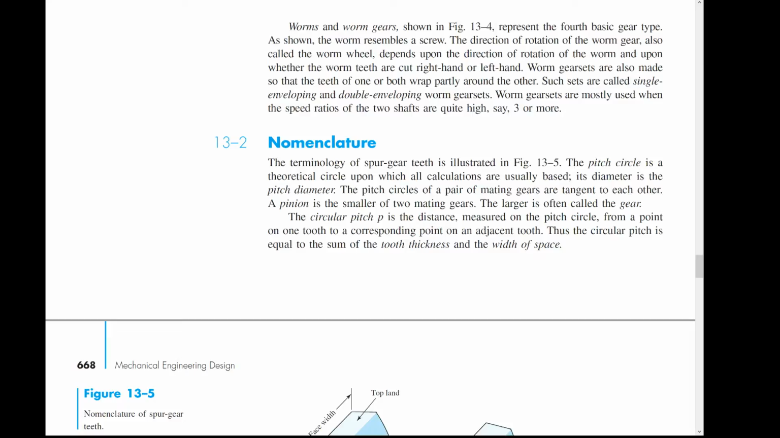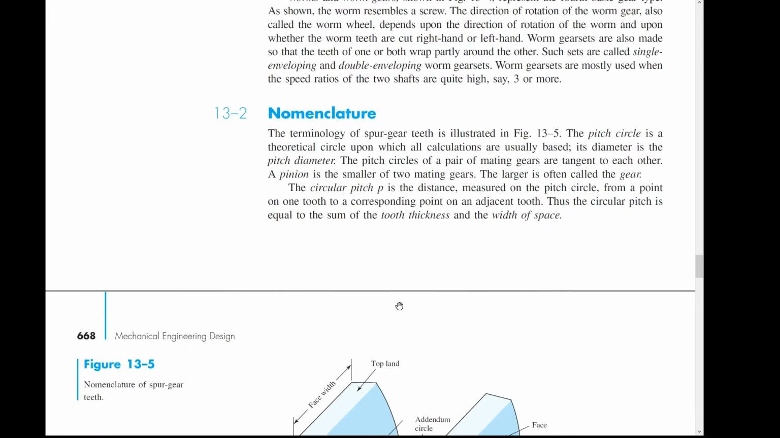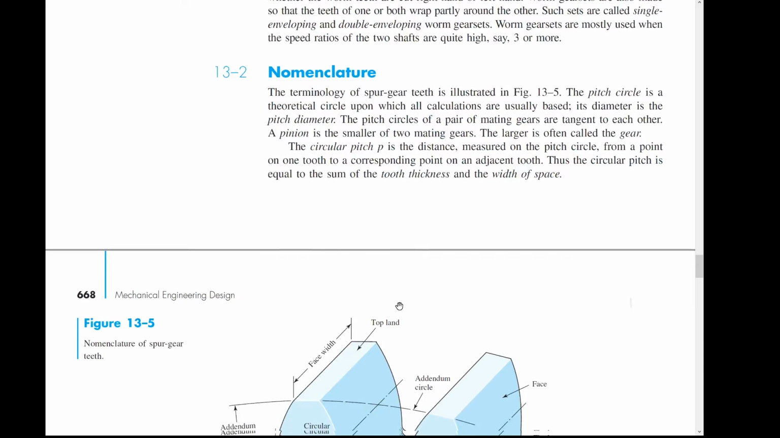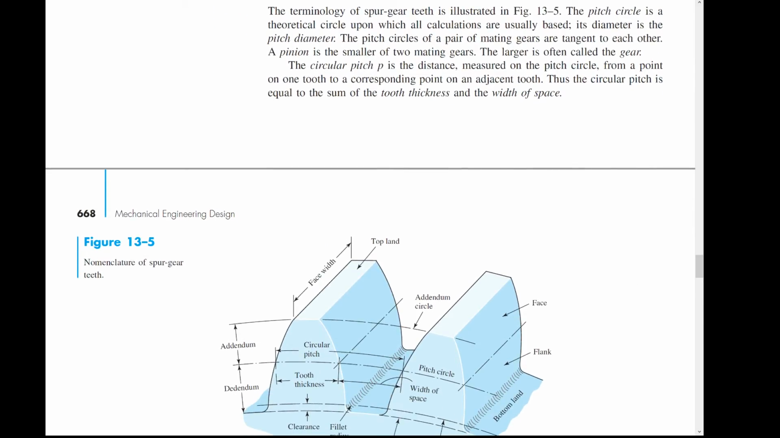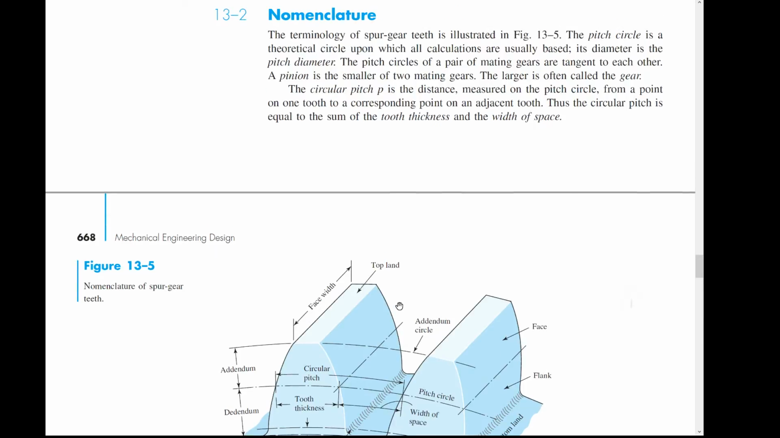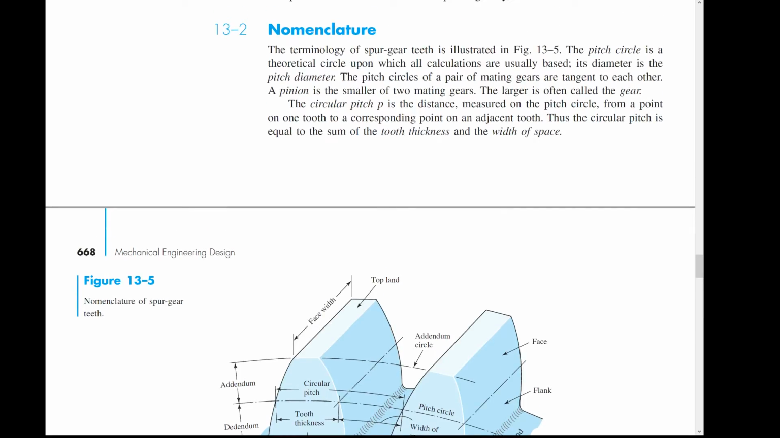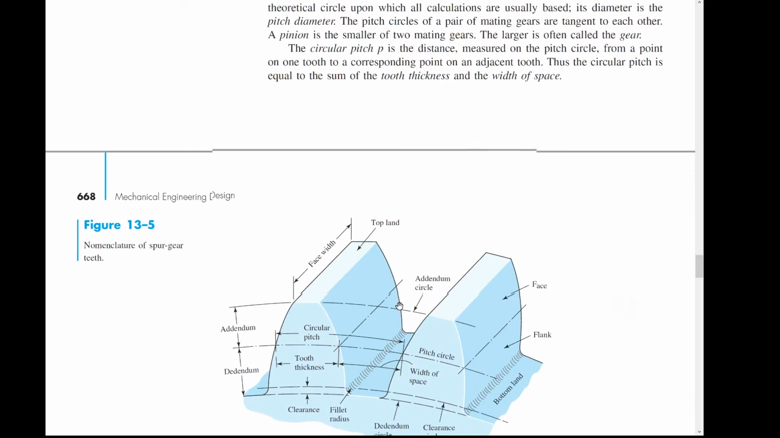The circular pitch p is the distance measured on the pitch circle from a point on one tooth to a corresponding point on an adjacent tooth. Sounds like a wavelength to me. Thus, the circular pitch is equal to the sum of the tooth thickness and the width of the space.